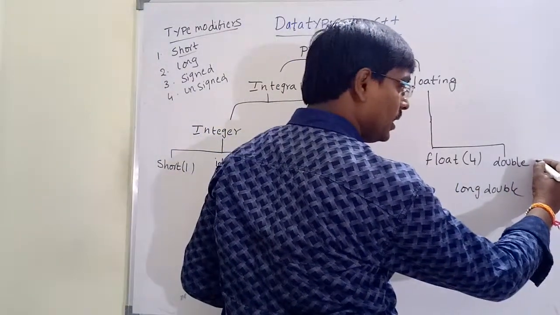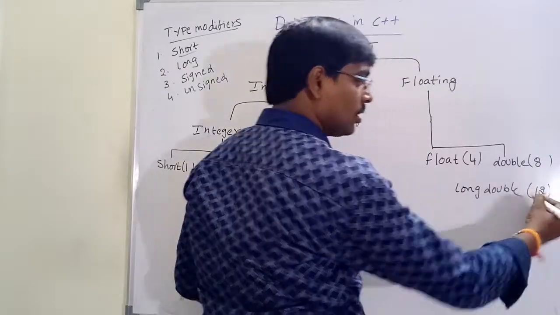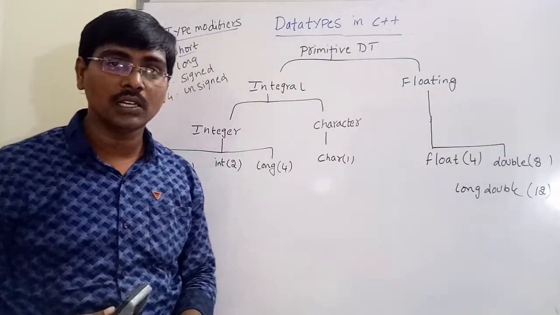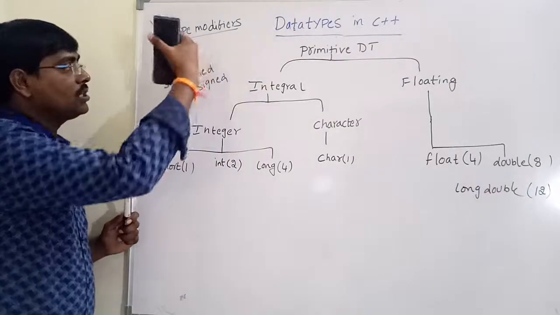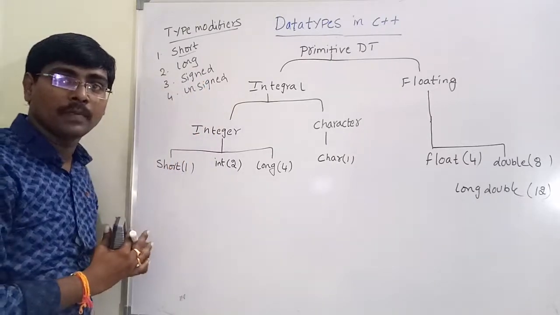Size of double is 8 bytes. Long double is 12 bytes. So we have discussed short and long. Next, what is signed and unsigned?